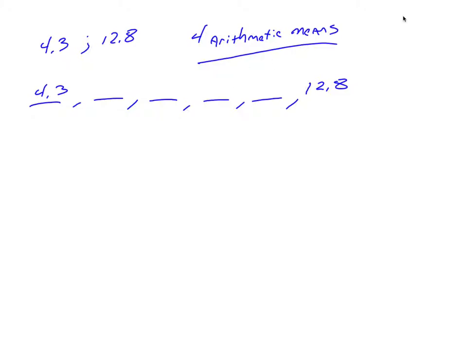You want to try it and divide by 5 this time? Yeah. So we subtract, we got 8.5, and then 8.5 divided by 5 gives me 1.7. So if I add 1.7 to 4.3, that gives me 6, then 7.7, then 9.4, then 11.1, and it works that time.